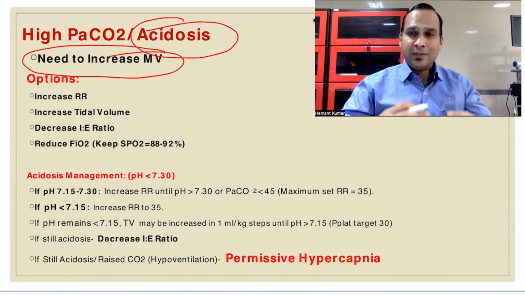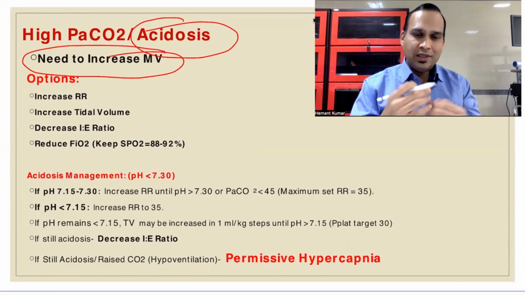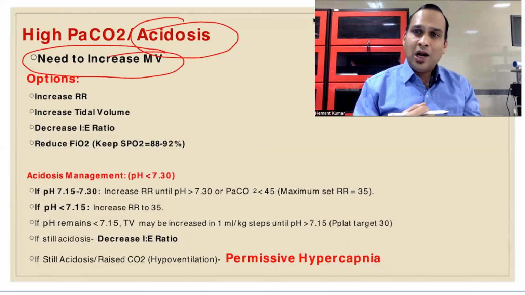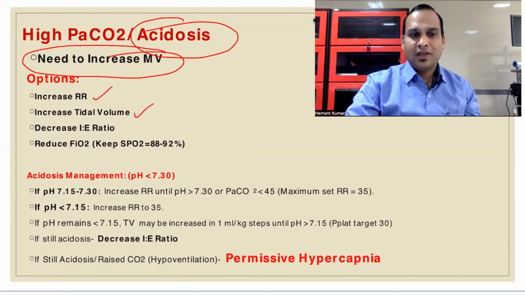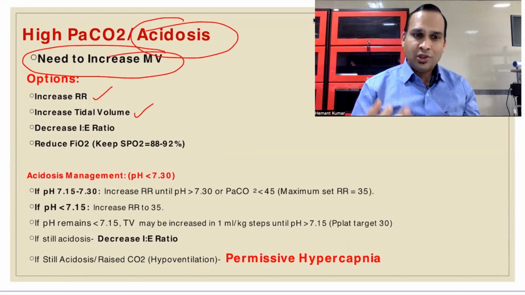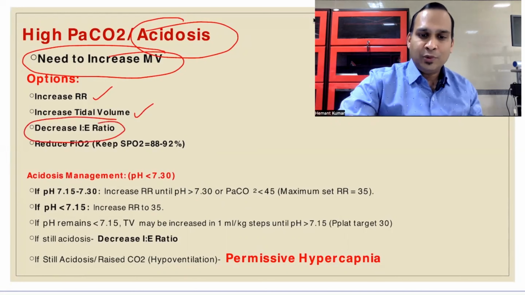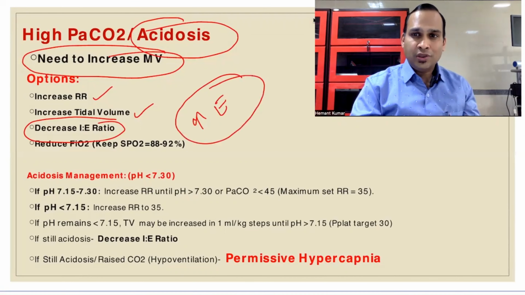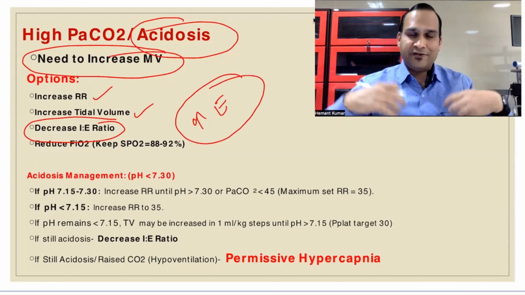Because by increasing minute ventilation, we can help the patient to wash out their CO2 or reduce acidosis. So how to increase minute ventilation? Either we can increase respiratory rate or increase tidal volume. Then the other method to wash out PCO2 is to decrease the I:E ratio, which means we have to increase the expiratory phase, because CO2 washout occurs in the expiratory phase while oxygenation occurs in the inspiratory phase.